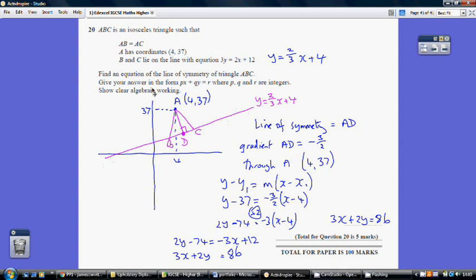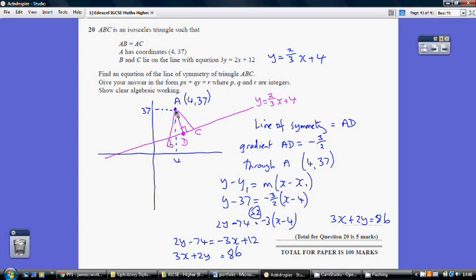Now what we've been told here is that B and C lie on the line with this equation. But what we're being asked to do is to find an equation of the line of symmetry of triangle ABC. So we don't have to find out what B and C are, we've just got to find the line of symmetry. Now the line of symmetry is going to be hitting our line at 90 degrees. So at the end of the day, we've just got to find the equation of the line which is perpendicular to our given line and goes through the point A.